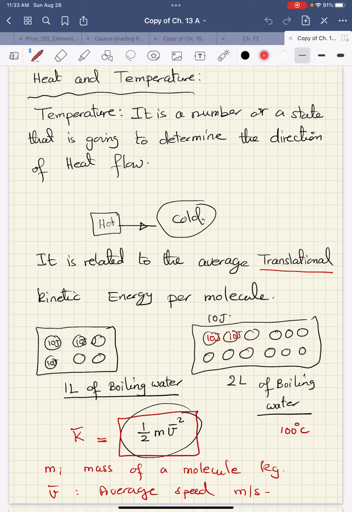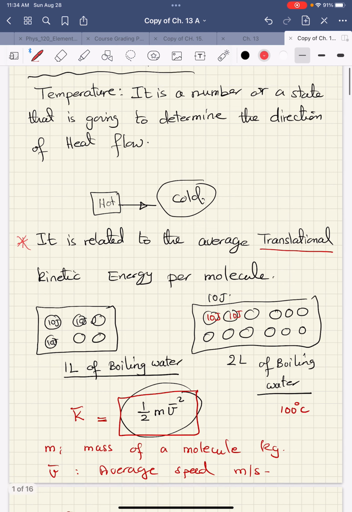Now, a more scientific definition relates the temperature to the average translational kinetic energy per molecule. We're going to see in a little bit how this can be verified using equations.